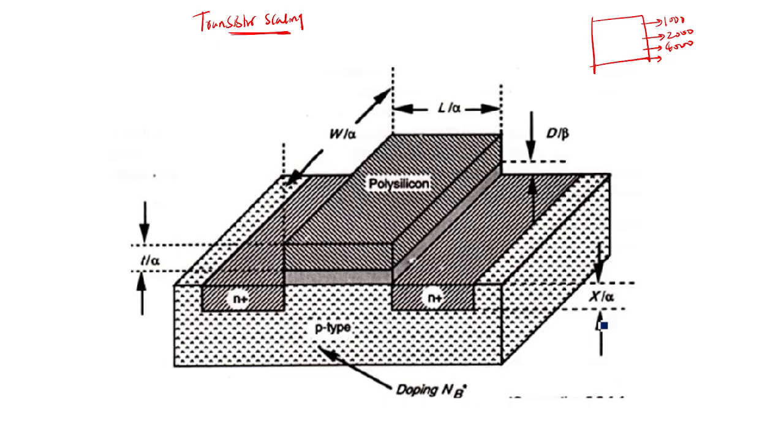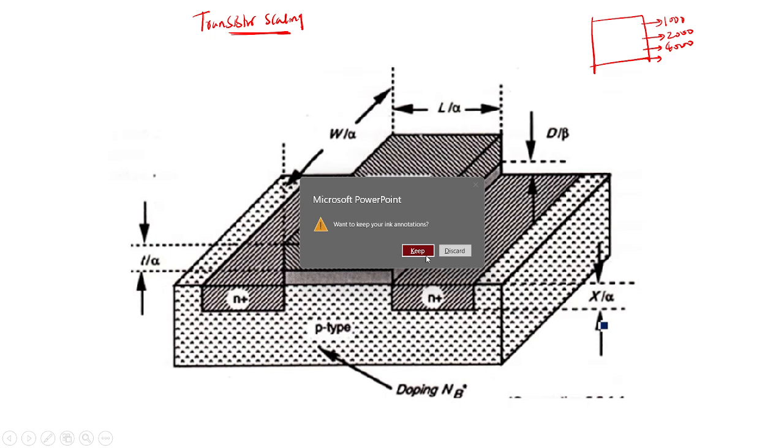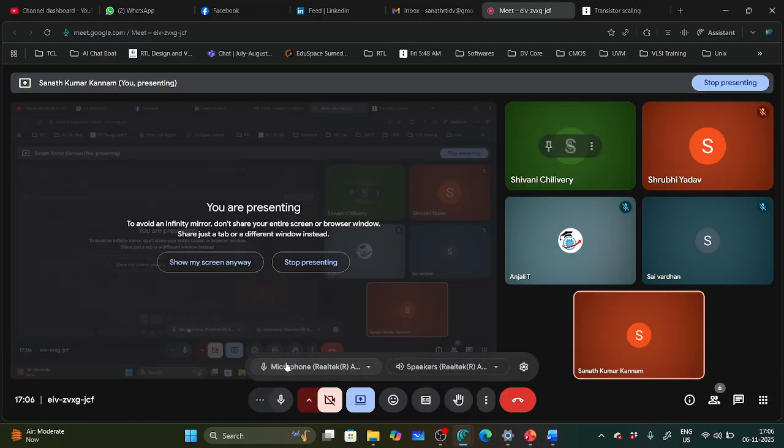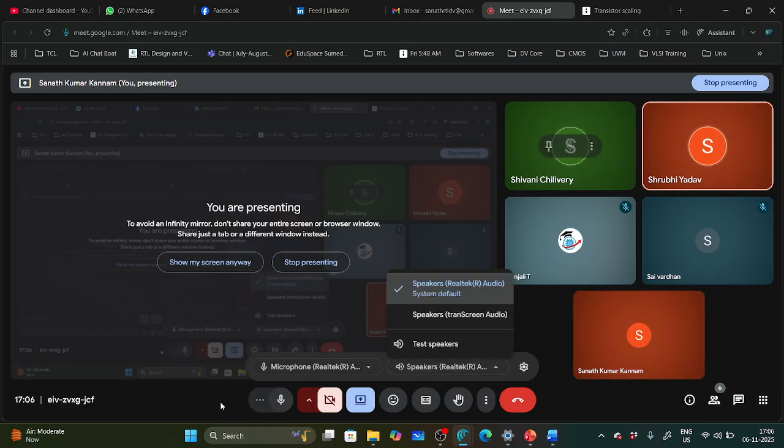1 second, 1 second, please wait. Now is it clear? Use this one. Yes, sir. Yes, yes, clear.